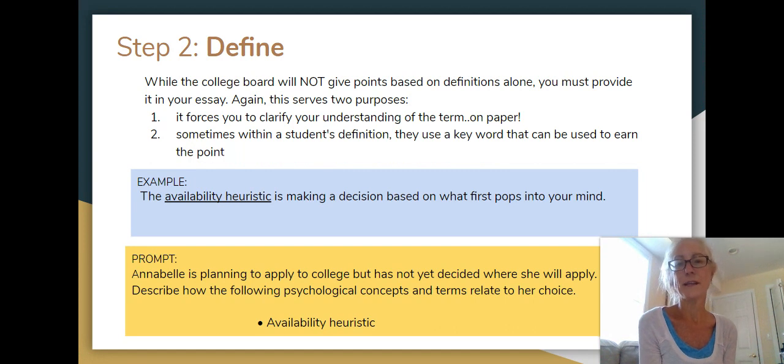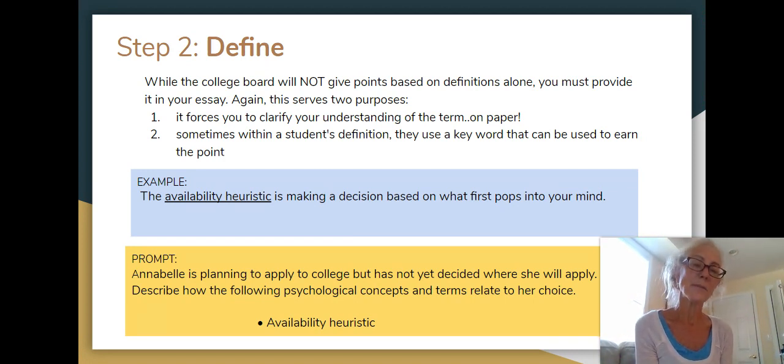Step 2 is to define the term. And while the College Board will not give you points based upon your definitions alone, you still need to provide them in your essay. And again, providing them, even though you don't get a point for it, serves two purposes. Number 1, it does force you to clarify your understanding of the term on paper. So it makes you think about the term. What is this actually? Okay, and write down the definition.